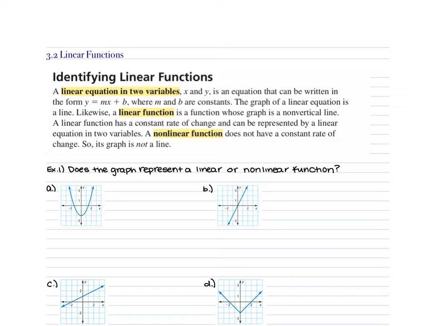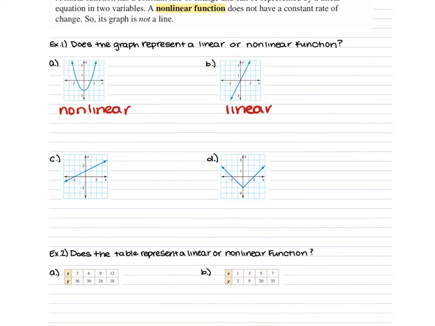So if we look at example A, we have this U that's not a line. I mean, it is a line, but it's a curved line, so it's not a linear function. So this one is non-linear. For example B, we do have a straight line, so that one is linear. Same thing with example C, we have that straight line, so that one is linear. And then with example D, we have that V-looking line, so that is not a straight line, so this one is non-linear.